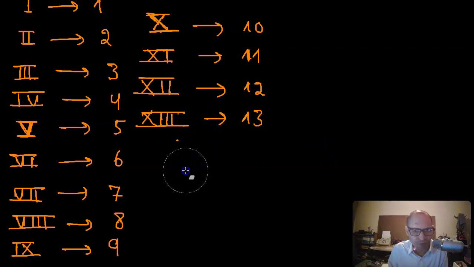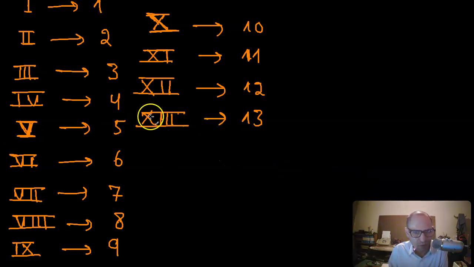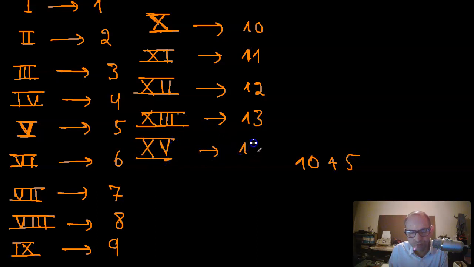A 14, for example, would be a 15 minus 1, subtraction, because you cannot put 4 of these ones one after the other. And then, for example, a 15 would be a 10 plus a 5. That would be a 15. A 16 would be, again, a 15 plus 1. A 17, 15 plus 1 plus 1. 18 would be 15 plus 1 plus 1 plus 1. A 19 would be a 20 minus 1.